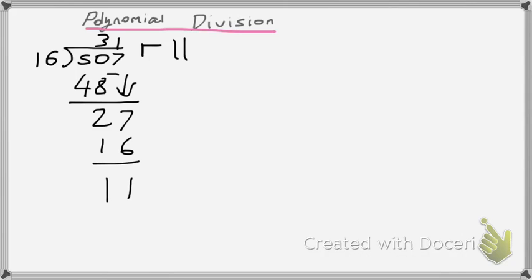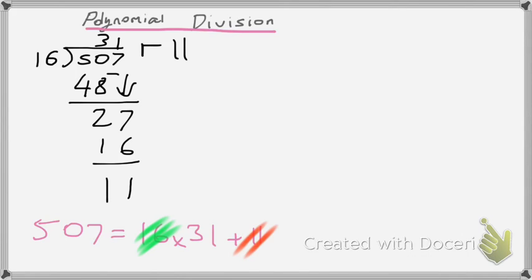Now what this means is that 507 equals 16 lots of 31 plus 11. So that's what it means to divide by a number. So this thing here we'll call the divisor. This will be the remainder, and then we'll call the 31 the quotient or something. It doesn't really matter what we call them.